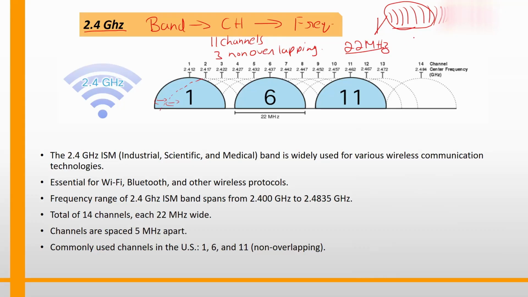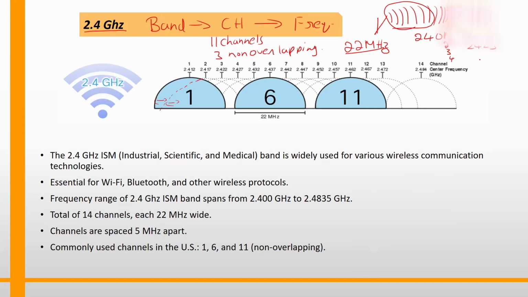Bandwidth is nothing but the amount of data that you can send at a particular time. So 22 megahertz means you can use 2401, which is the starting point of 2.4 gigahertz, and go through 02, 03, 04. You need to add 22, so that is 2423. So from 2401 to 2423 you can use those frequencies. That means 22 megahertz of frequencies you can use.